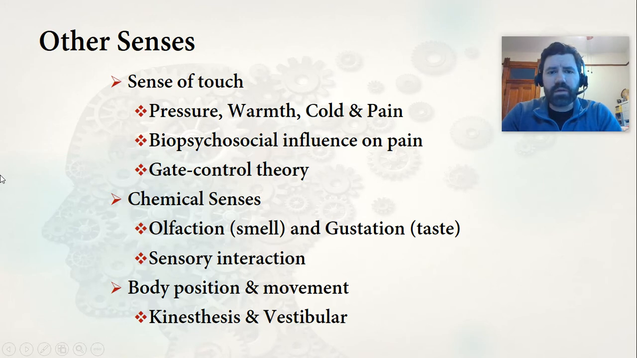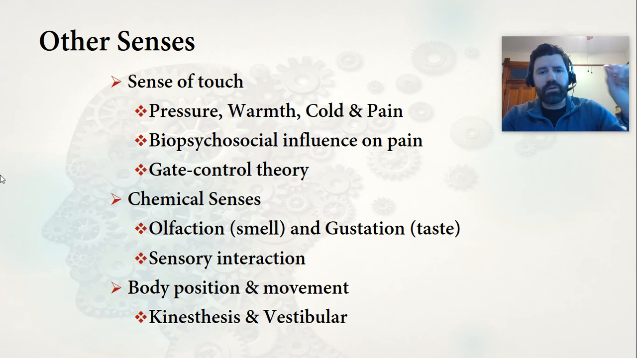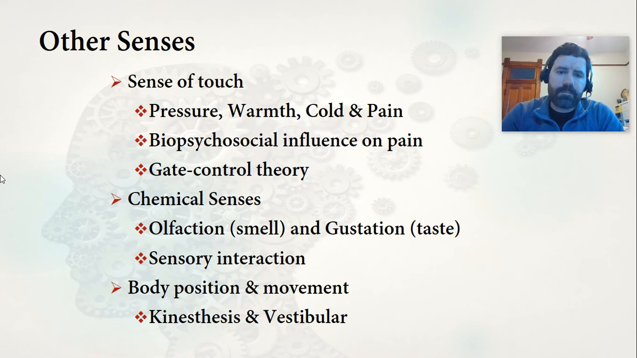Real quick, some of our other senses: our sense of touch, or our body senses. We have different neurons for pressure and warmth and pain and cold. We talked a little bit in class about the biopsychosocial influence of pain. Pain is a perception, which is a really weird thing to think about. If you stub your toe, that experience of pain takes place in your mind. It actually doesn't take place in your toe, which is a weird kind of concept.